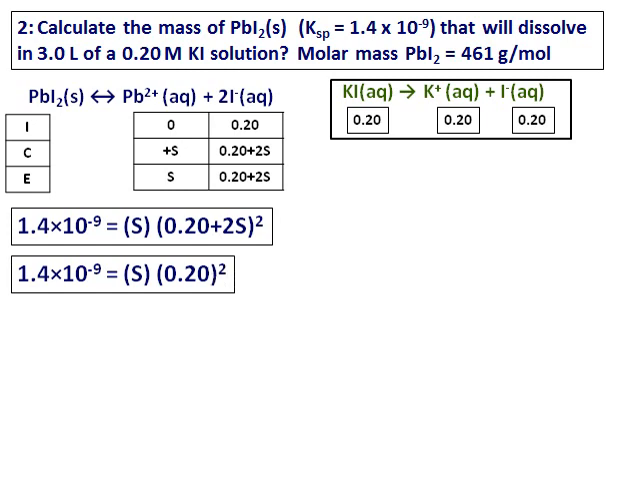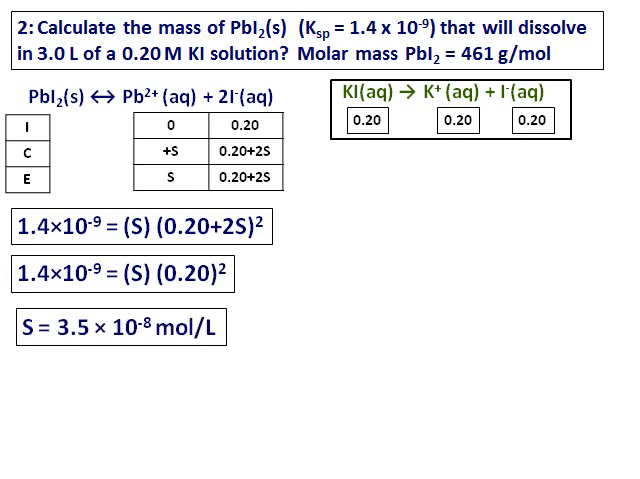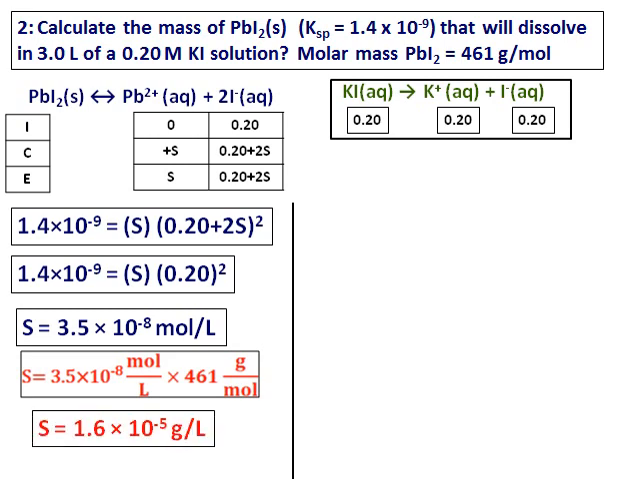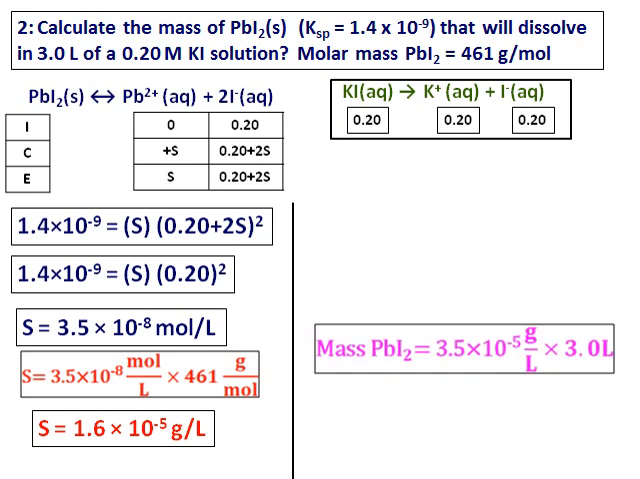Substitute all the values and get the solubility in moles per liter. After you get the solubility in moles per liter, convert it into grams per liter. And as you know, once you get it into grams per liter, I can calculate the grams by multiplying it by the volume. So multiply it by the volume and get the mass of PbI2.